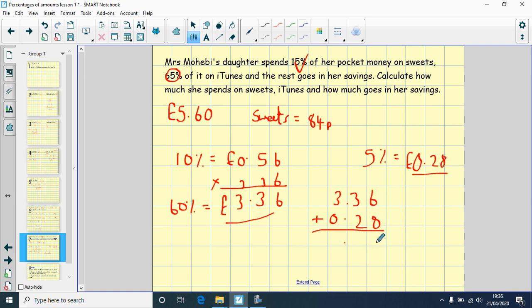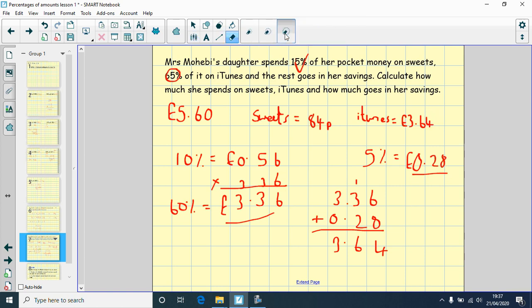6 add 8 is 14. 4p there, another 10p there. 30p or 20p is 50p. 10p is 60p. £3 and nothing is £3. So then iTunes, we've got there. iTunes is £3.64. And the last one, let's do the last one now.